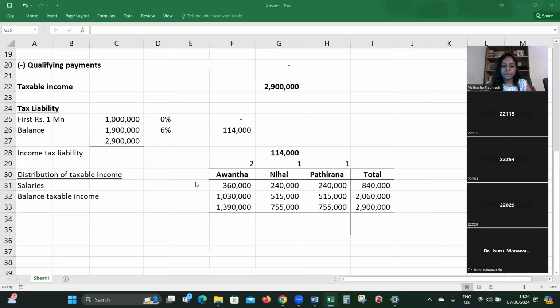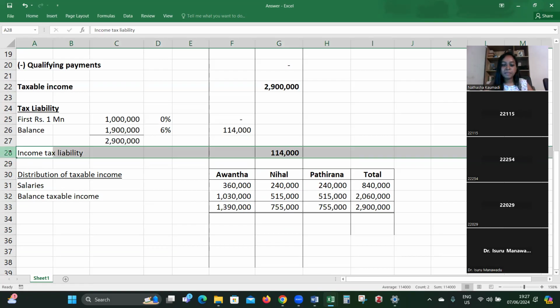Okay, now we have another important thing to do, right? Now, the other important thing we have to do is distribute the income tax liability we calculated. Partnership income tax liability. Now, we have calculated partnership income tax as 114,000.